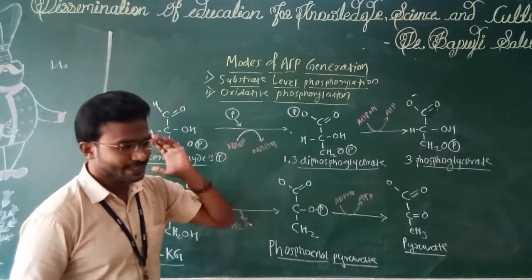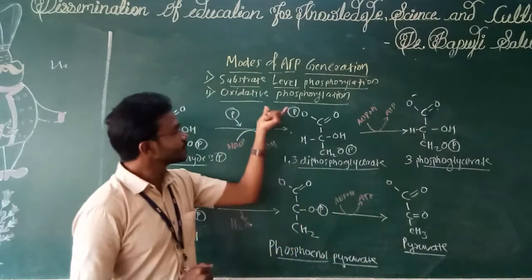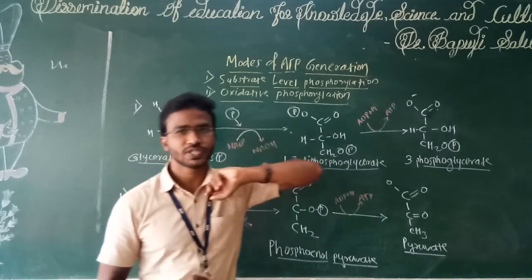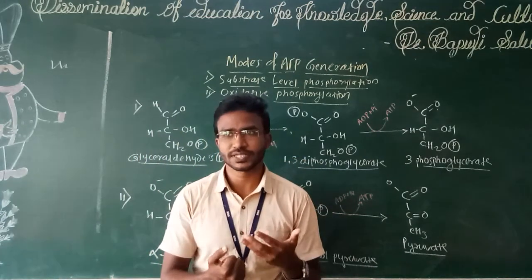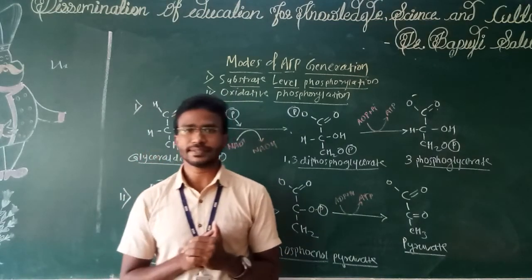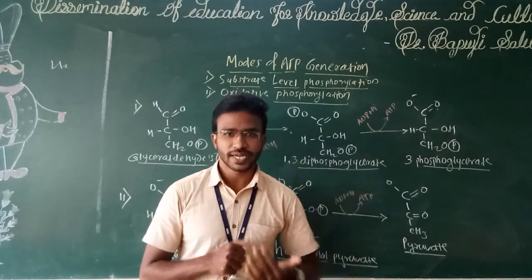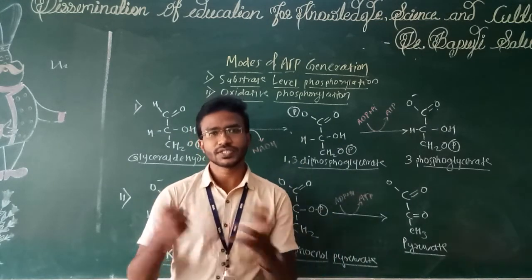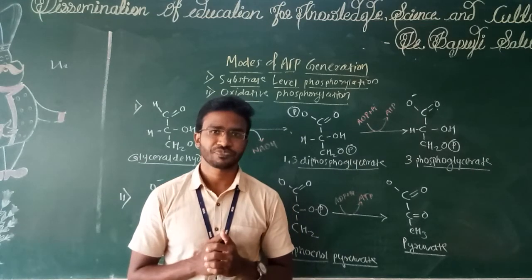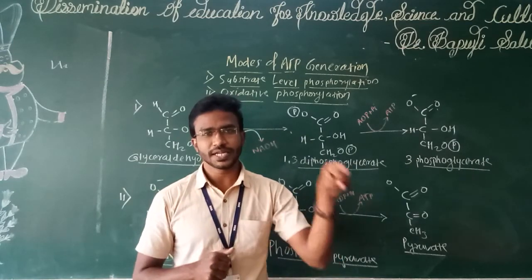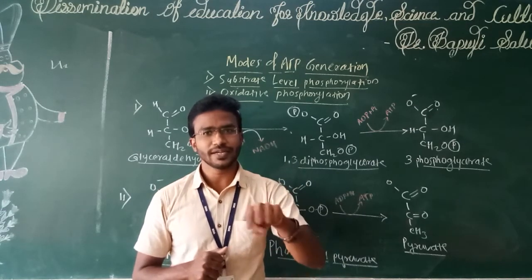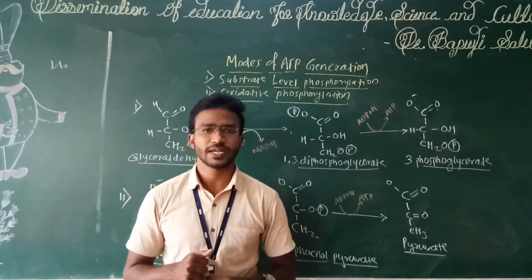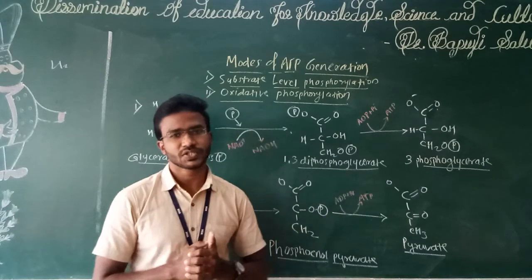So what is substrate level phosphorylation? Before that, let's have a quick definition of oxidative phosphorylation, and then we will study substrate level phosphorylation in detail. So what is oxidative phosphorylation? Oxidative phosphorylation means a substrate molecule is oxidized, and during oxidation whatever amount of energy is released is used to synthesize or generate ATP. So during oxidation of the substrate, energy is released, and that released energy is stored in the form of ATP. That is called oxidative phosphorylation.